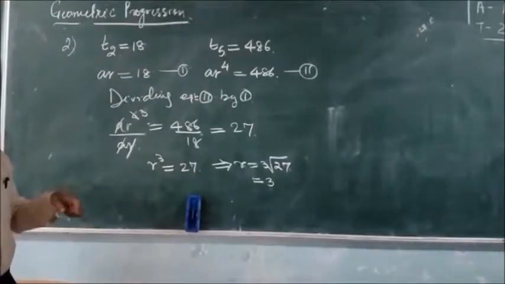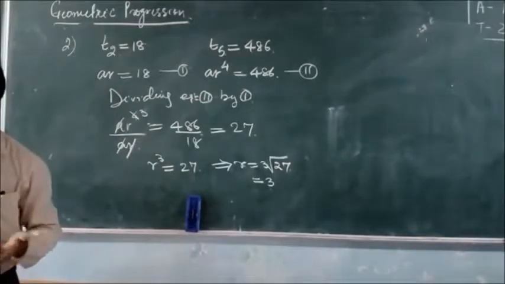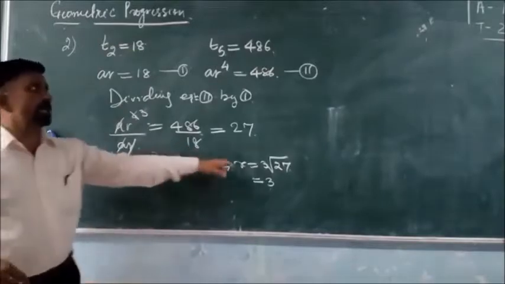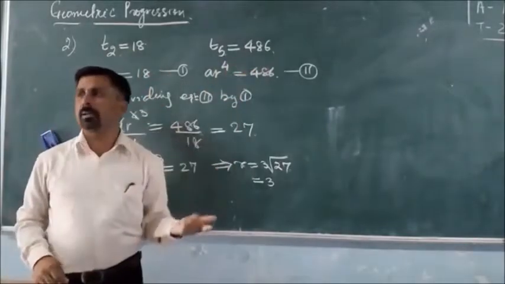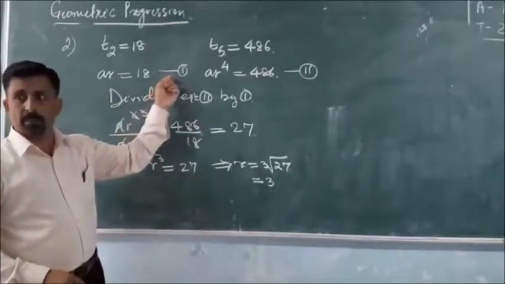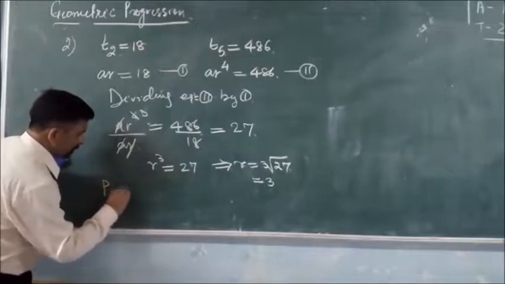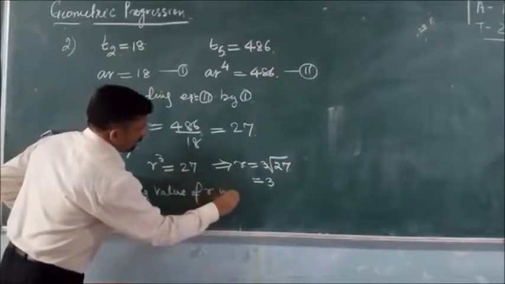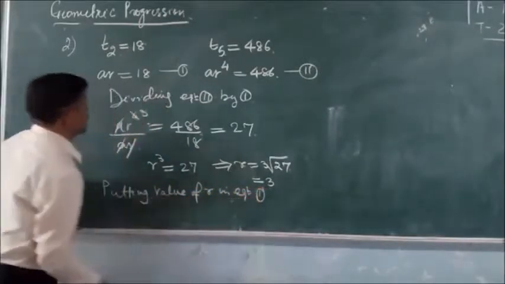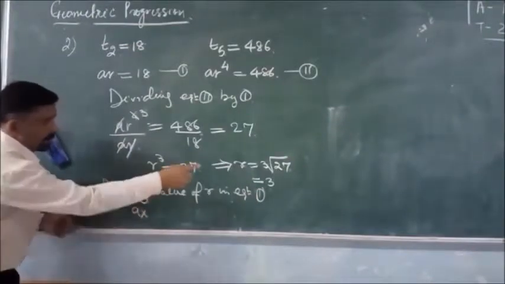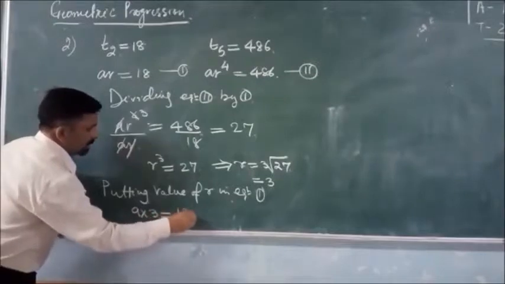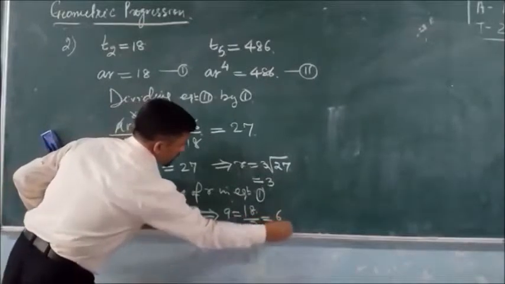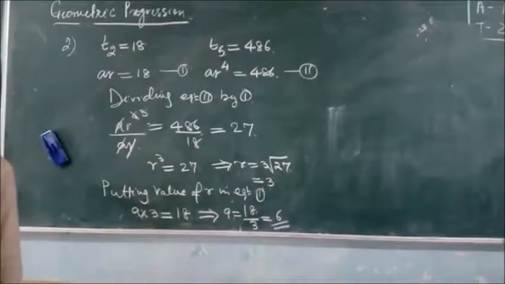Yes, sir. Now if we can also have the value of A, our job is done, because we are only asked to calculate the first term and the common ratio. Common ratio is calculated. So we can find the first term by putting it in equation number 1 or in equation number 2, anywhere you want. But why take trouble? We will go for equation number 1, more simpler. So putting the value of R in equation 1. So A into R, R is 3, is equal to 18, and therefore your A is 18 divided by 3 is equal to 6. Is this question very clear? Yes, sir. Any doubt? No, sir.